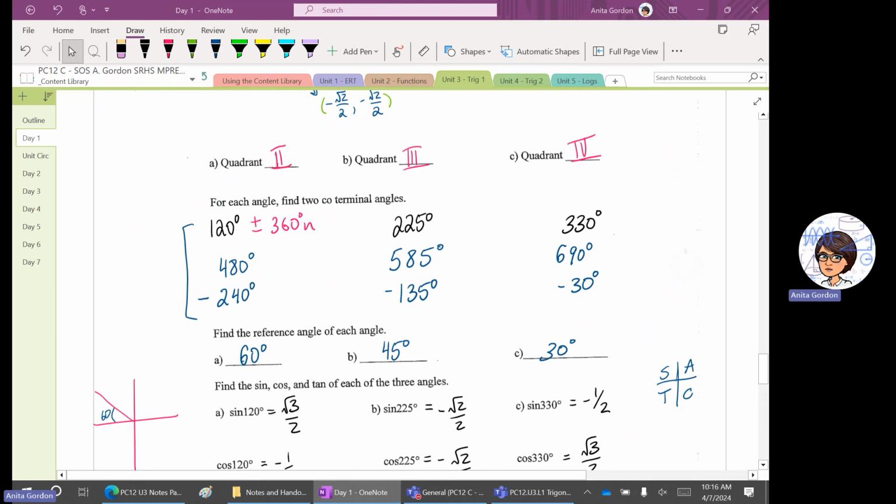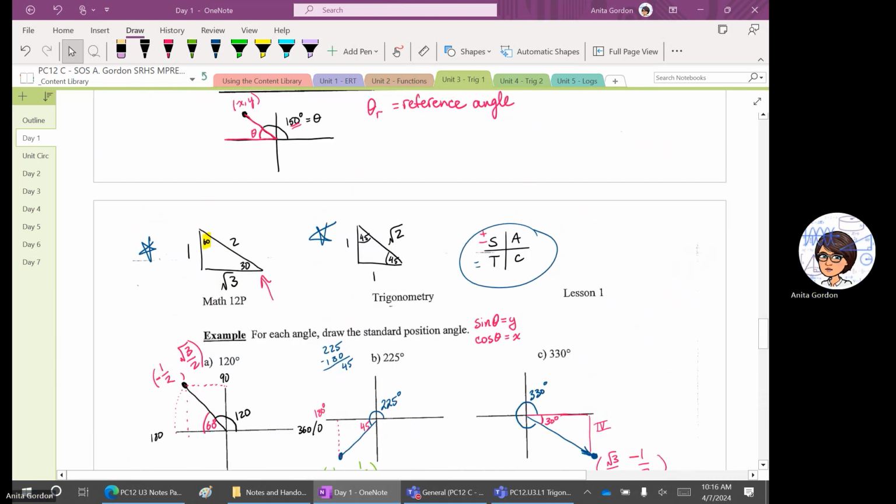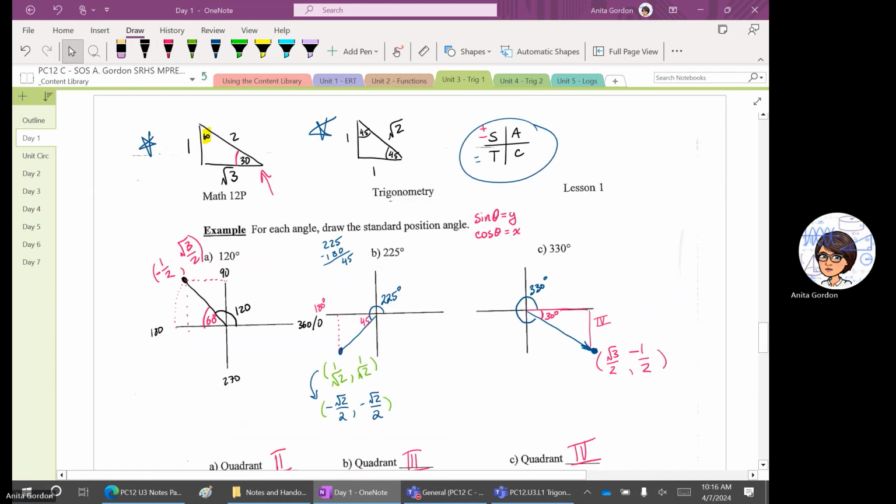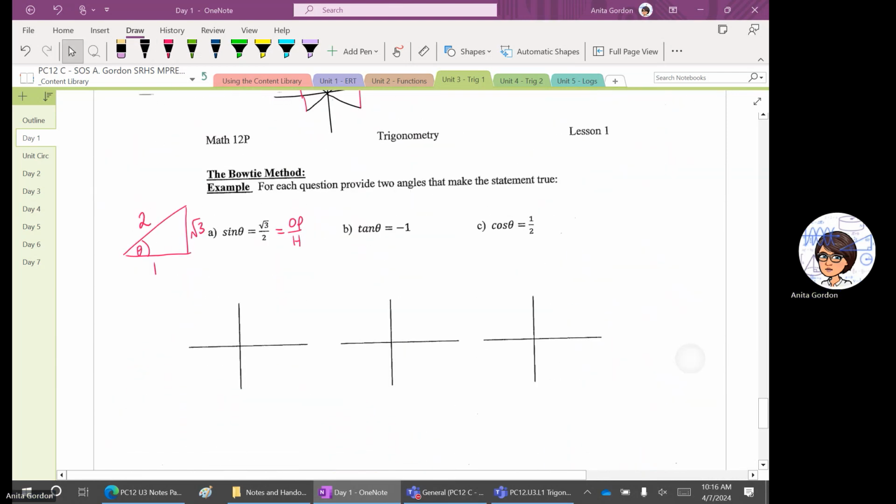Going up to my special triangle, 30 is between 2 and √3. 2 and √3, this is 30 degrees. So this means this angle is 60 degrees. And notice this is positive.